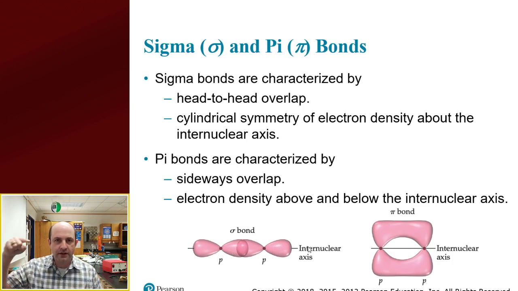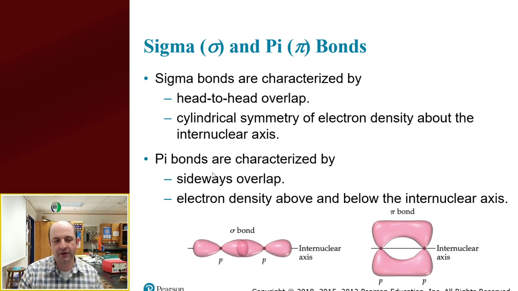If we looked down that bond, so if our eye was over here on the right and we were looking straight left and lining up those two nuclei, well, see how these lobes, everything's symmetrical. We would see the same thing the entire way. That's the cylindrical symmetry. Because we would see the same thing the entire way, no matter which way we tilted our head, that's a sigma bond.